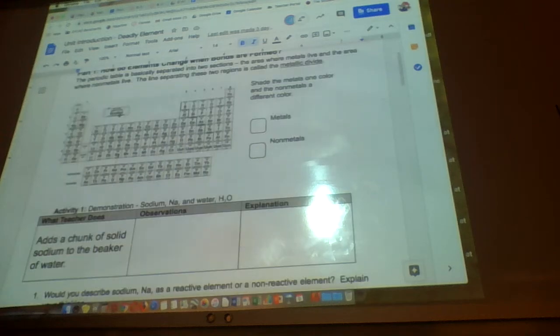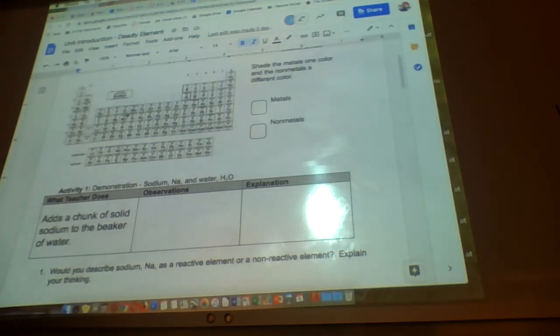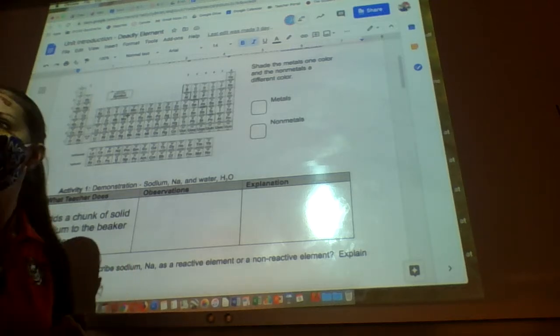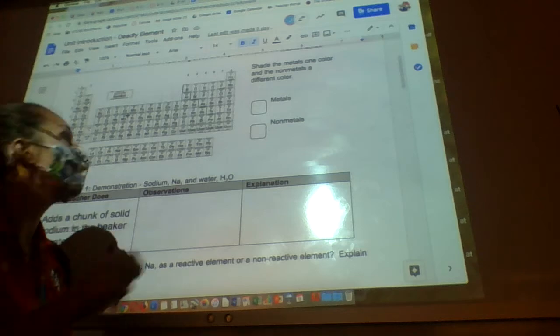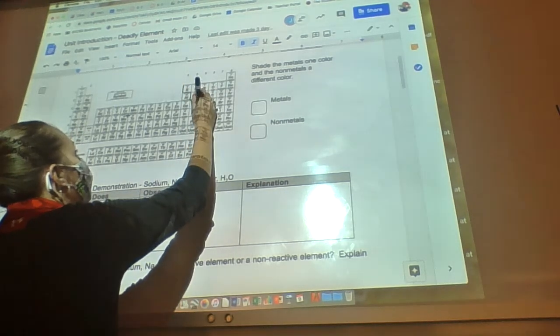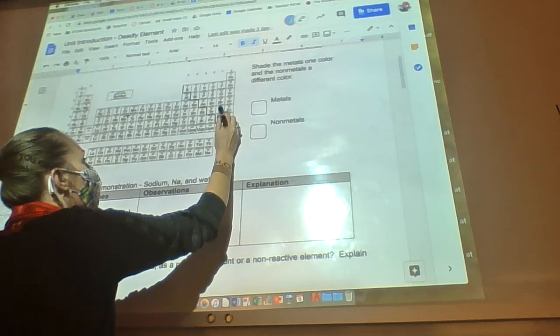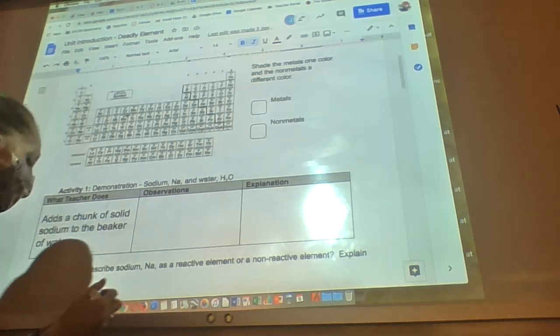I'll have highlighters. All right. It really does not matter which color is which. First thing I'm going to point out, and I don't know how dark it is on your papers, but I want you to be aware there is this zigzag line on the periodic table, and we're going to be coloring on either side of that zigzag line.